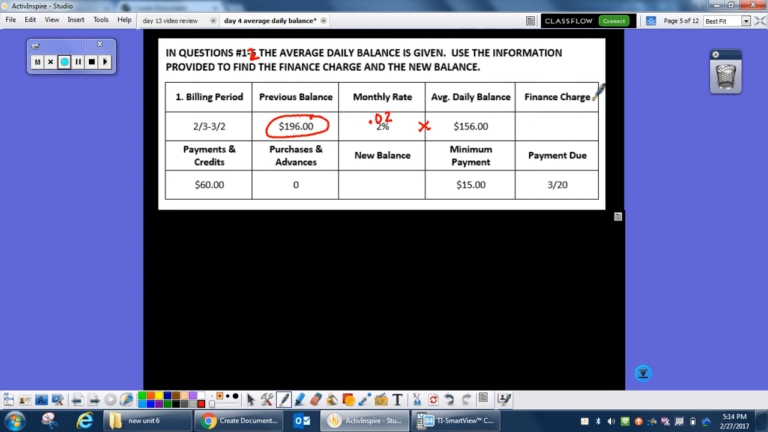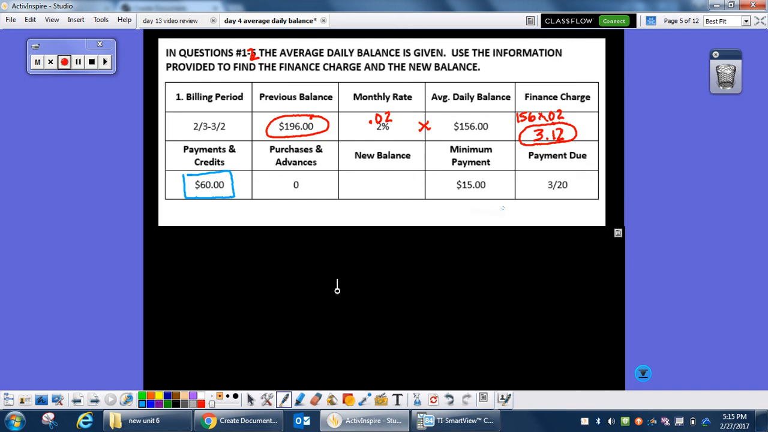So if you need to see what I did, 156 times 0.02. Hopefully you can read my writing. And that gets us to $3.12. I would circle that number, because you have to pay your finance charge. Then you're making a payment of $60. If you want to do that in a different color, remember that comes out, so that's a negative because you are subtracting it. You haven't made any new purchases, so we're going to find our new balance.